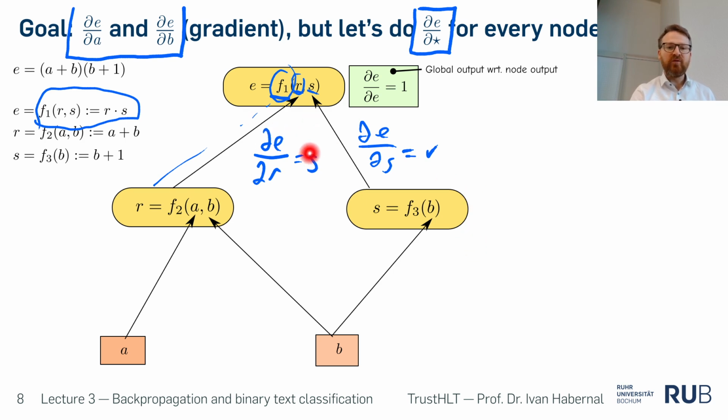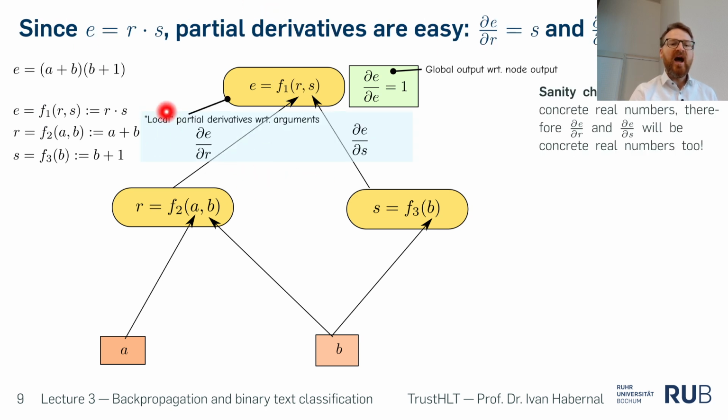So now we know how to compute these partial derivatives. Let's move on one slide. I'm going to call them local partial derivatives, it's not a convention, because they are local to this one function with respect to its arguments. We call them internal, and we call this one global because it is the output with respect to the node output. And as a sanity check, R and S are some concrete numbers, so of course these partial derivatives will be some concrete numbers.